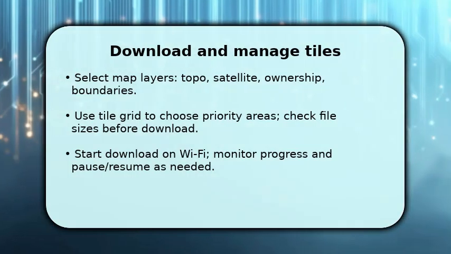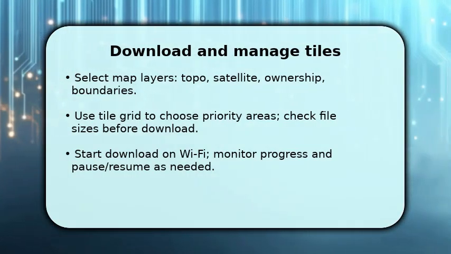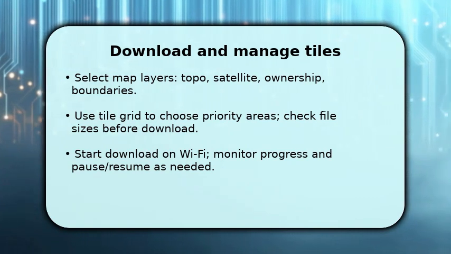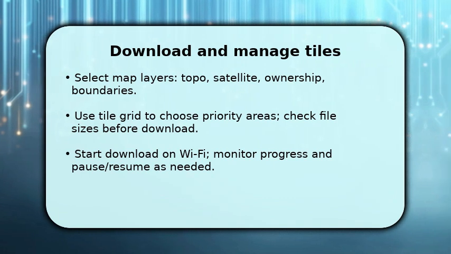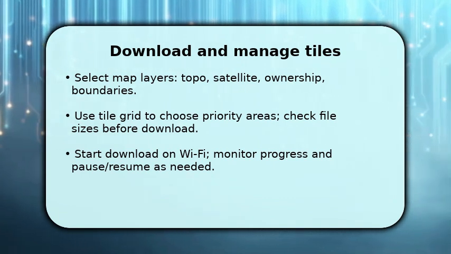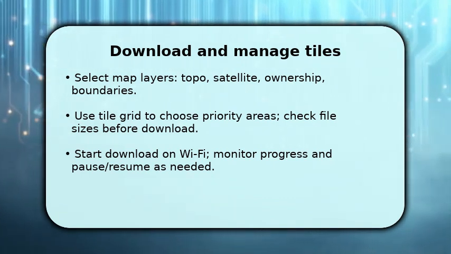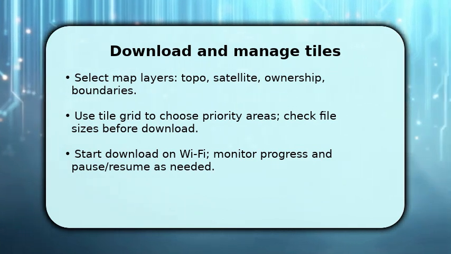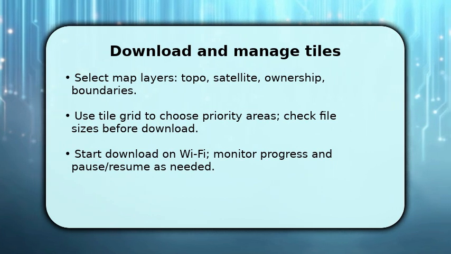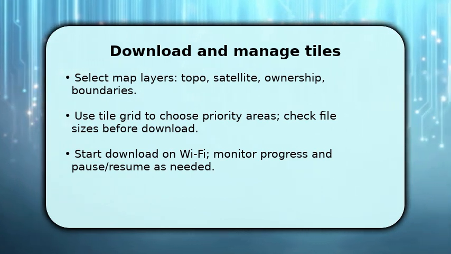You now choose which layers to include: topo, satellite, ownership, or boundaries, because each adds file size but provides value offline. After selecting layers, draw or pick tile grids over priority hunting zones. Check the indicated MB or GB so you don't exceed storage. Once satisfied, start the download on Wi-Fi to avoid mobile data charges.